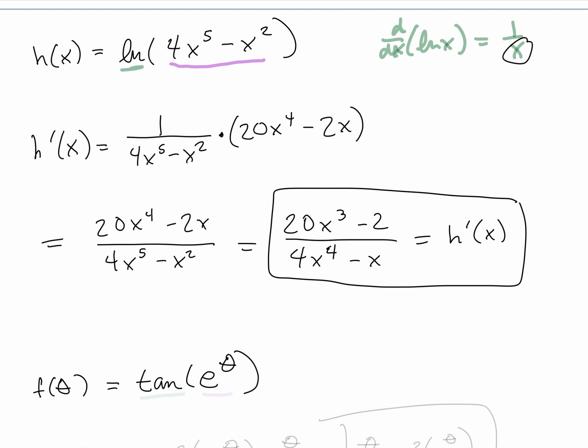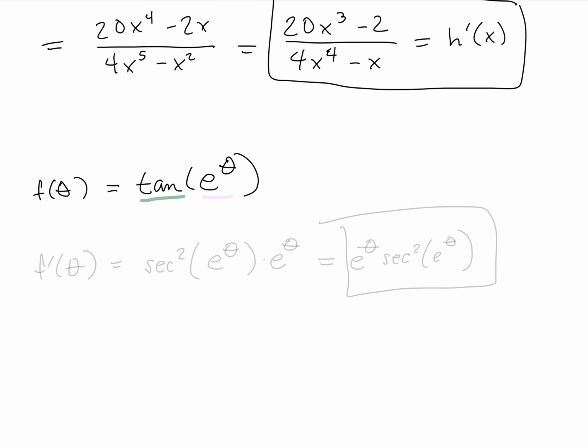Okay, so f of theta is tangent of e to the theta. Our outside function is tangent, and our inside function is e to the theta. So that's our inside function. So f prime of theta, the derivative, is, the derivative of tangent is secant squared of, leave the inside alone, e to the theta, multiplied by the derivative of the inside. The derivative of e to the variable is just e to the variable. And so that is our answer. We could also write that as e to the theta secant squared of e to the theta.